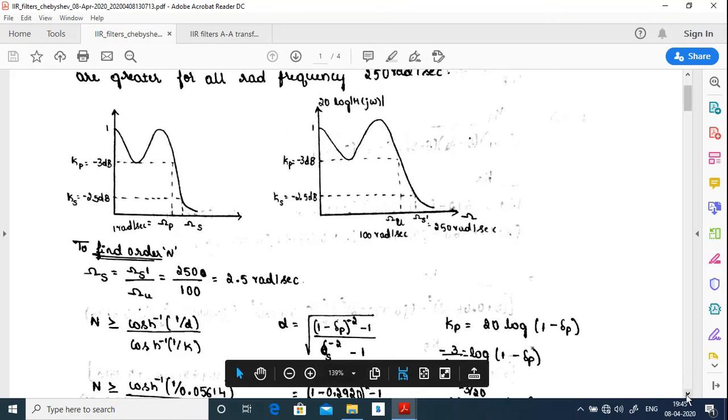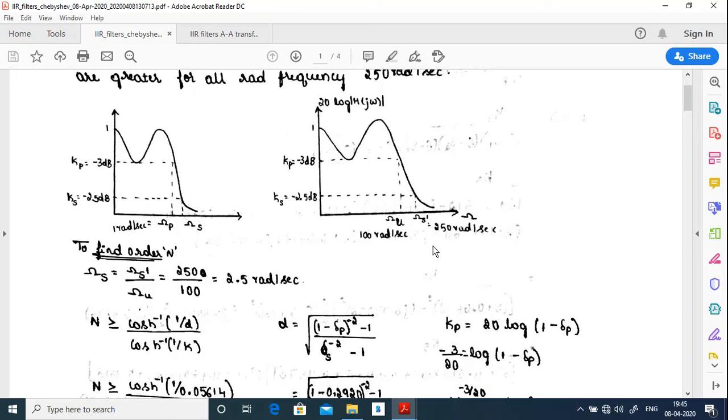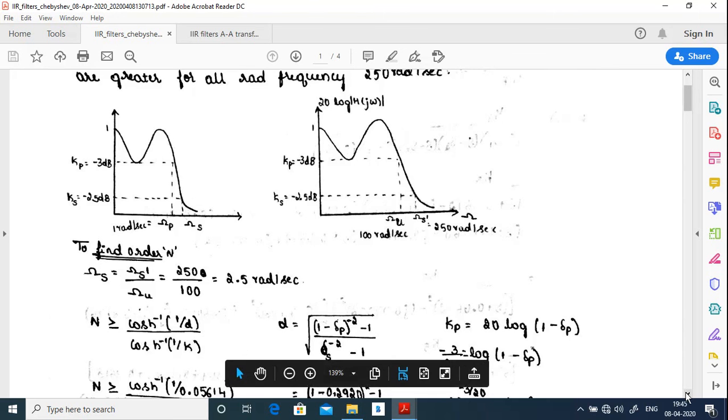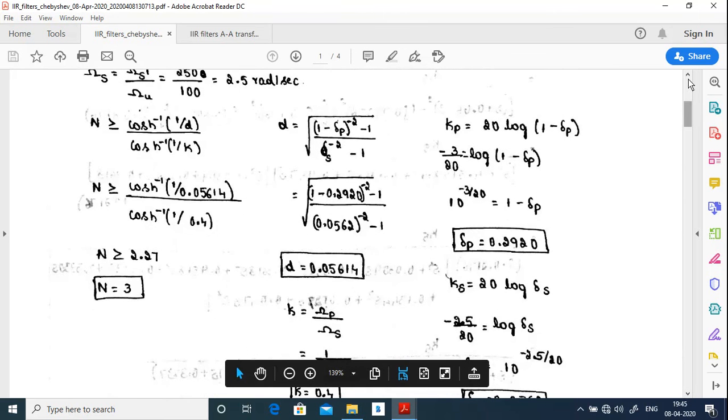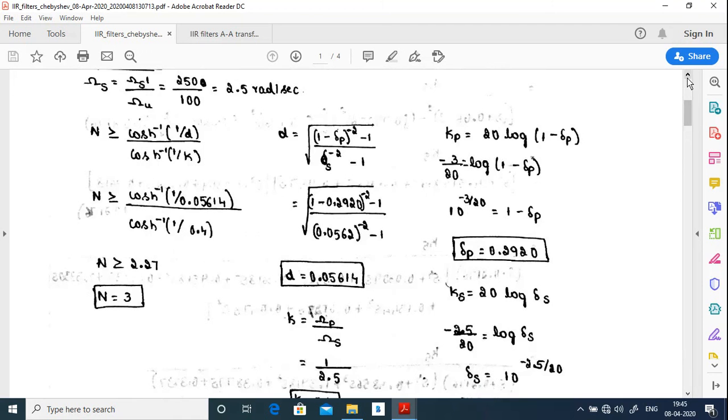Now once you get all the specifications that are needed in case of a normalized magnitude frequency response, you can proceed with the design. That is, we can obtain a transfer function through which we can say that we have designed the desired filter. Now, what is the first step in designing a filter? The first step is to find out the order of the filter.